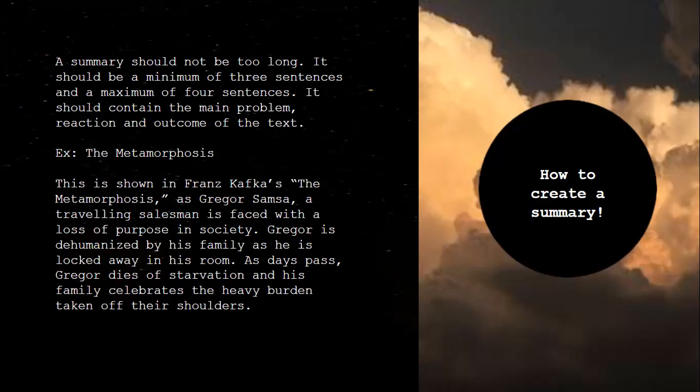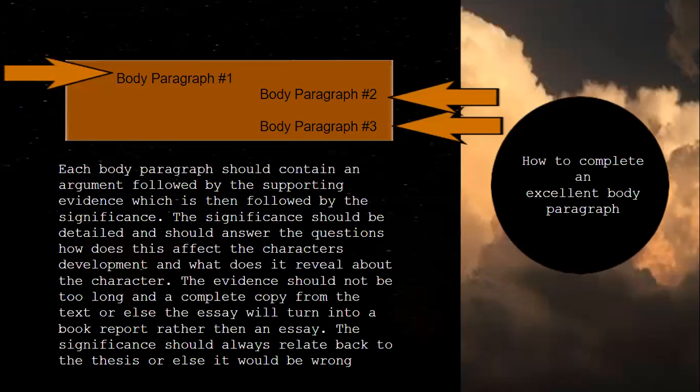So I said, this is shown in Franz Kafka's The Metamorphosis as Gregor Samsa, a traveling salesman, is faced with the loss of purpose in society. Gregor is dehumanized by his family as he is locked away in his room. As days pass, Gregor dies of starvation and his family celebrates the heavy burden taken off their shoulders. So the main problem is he's faced with a loss of purpose in his society. His main reaction is that he is stuck in his room. His family dehumanizes him by locking him away, and his outcome is his death and the burden taken off his family's shoulders, as they felt as though Gregor was a burden.